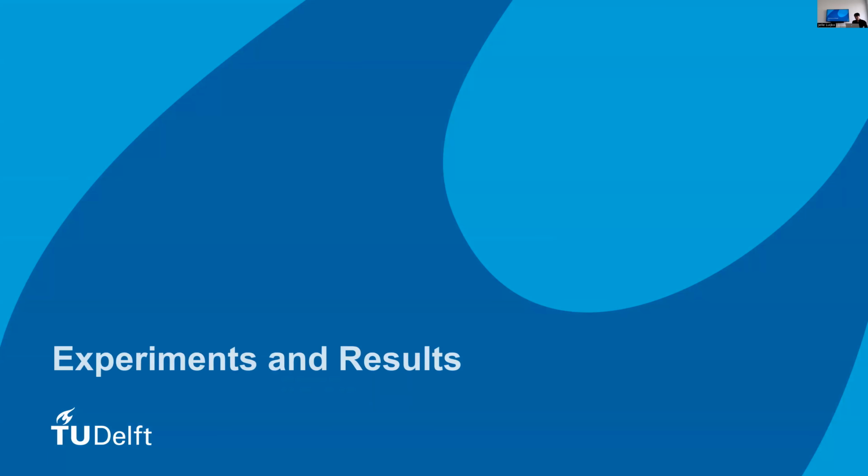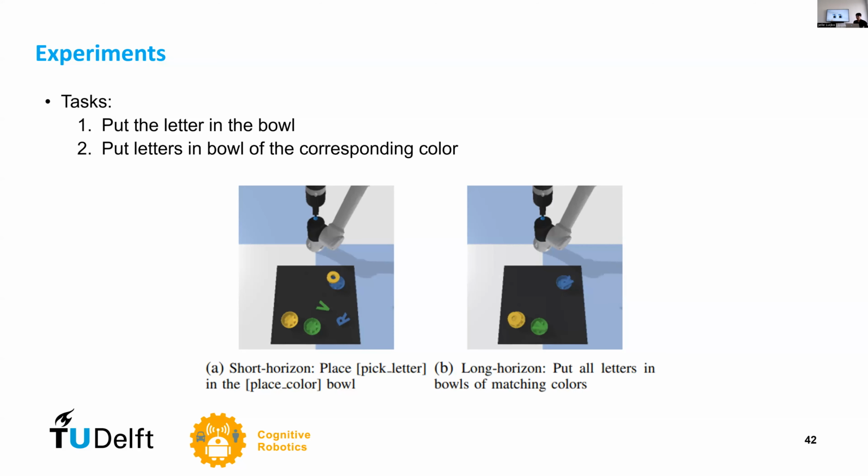And I will introduce some experiments and results. To evaluate our work, we just have two tasks. The first one is the short horizon task, which is put the letter in the bowl. And the second one is a long horizon task, which is put all letters in the bowl with the same color.